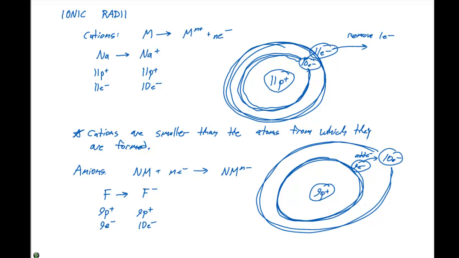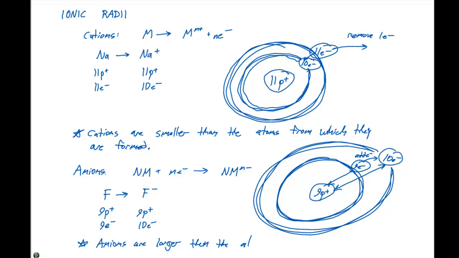So this tug of war that we previously looked at for the cation is going to be a little bit different. We're adding an electron, so those 9 protons can't pull as strongly as they do when we have 9 electrons versus 10 electrons. So the general trend we can say here is that anions are larger than the atoms from which they are formed.